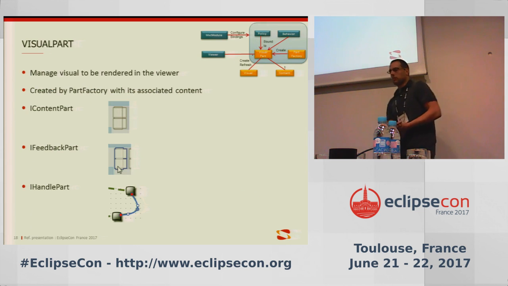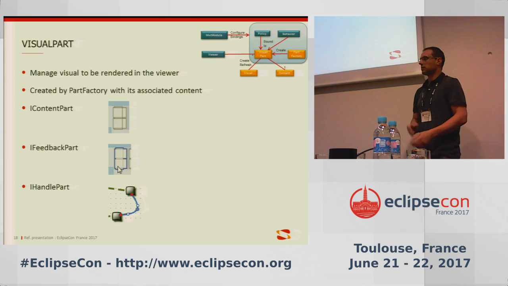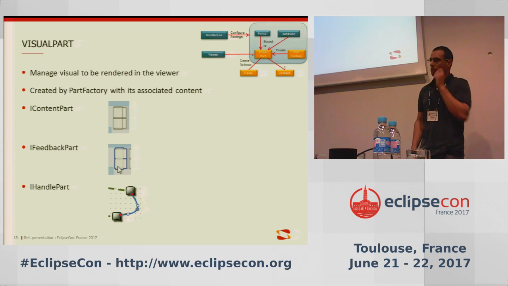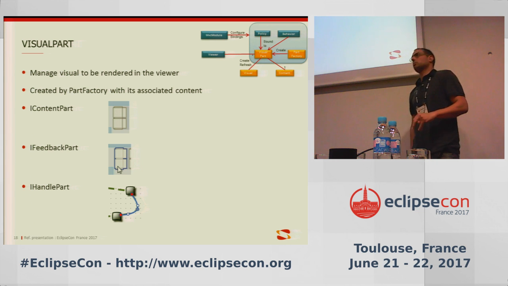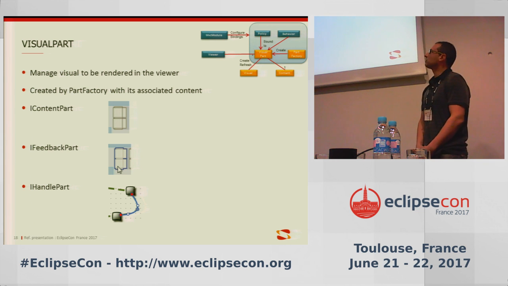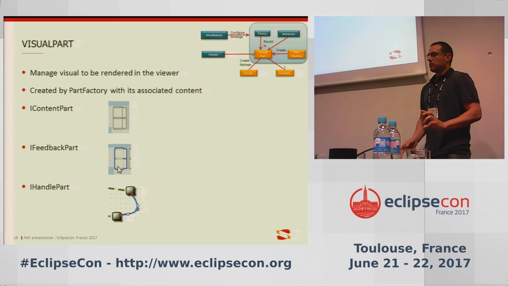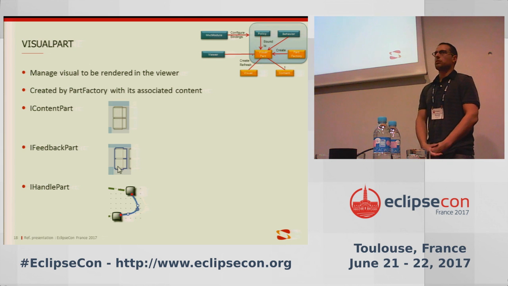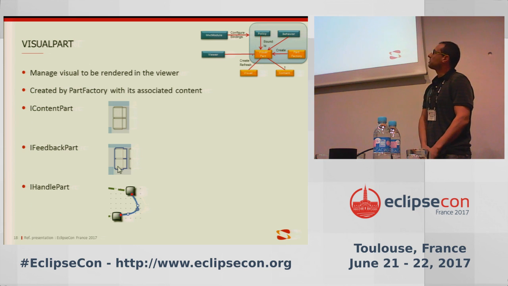So to enter into detail on the visual part, it manages the visual rendered in the viewer, and you have 3 different visual parts. One for the content part, that is your model, so the main elements you will draw in the viewer, like the seat you see. You have a feedback part that is responsible for drawing the contour of the elements when they are selected, and it is drawn on top of a content part.